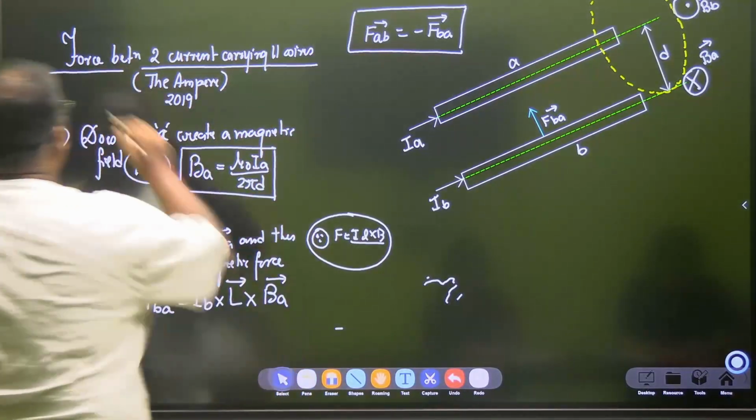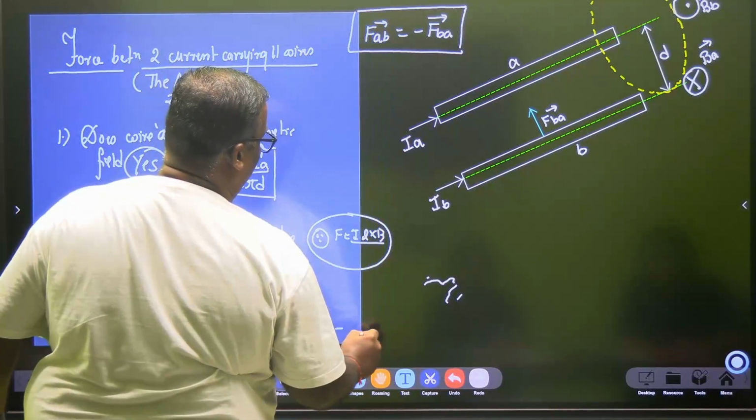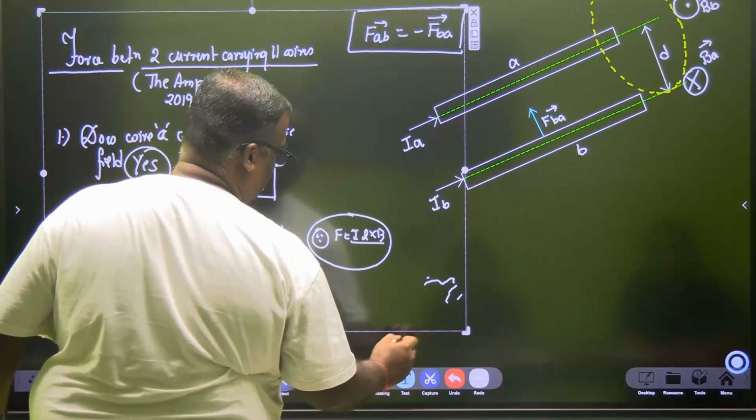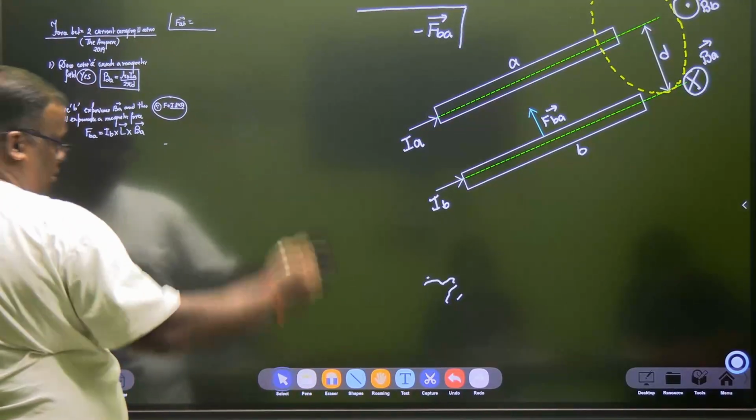Okay, so I'm making this a little bit smaller so that I don't change. Many things will go away. Yeah, let them go away. Don't mind it.